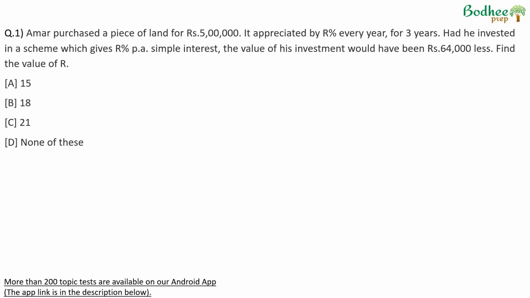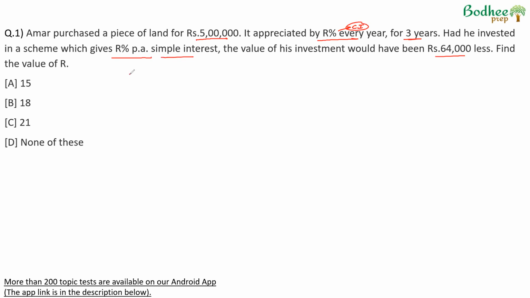To start off with the questions, for example, question number 1. If you look at question number 1, it says, Amar purchased a piece of land for 5 lakh rupees. It appreciated R% every year. A land will appreciate like compound interest for 3 years. Had he invested this in a scheme with R% simple interest, the value of the investment would have been 64,000 less. Find the value of R.